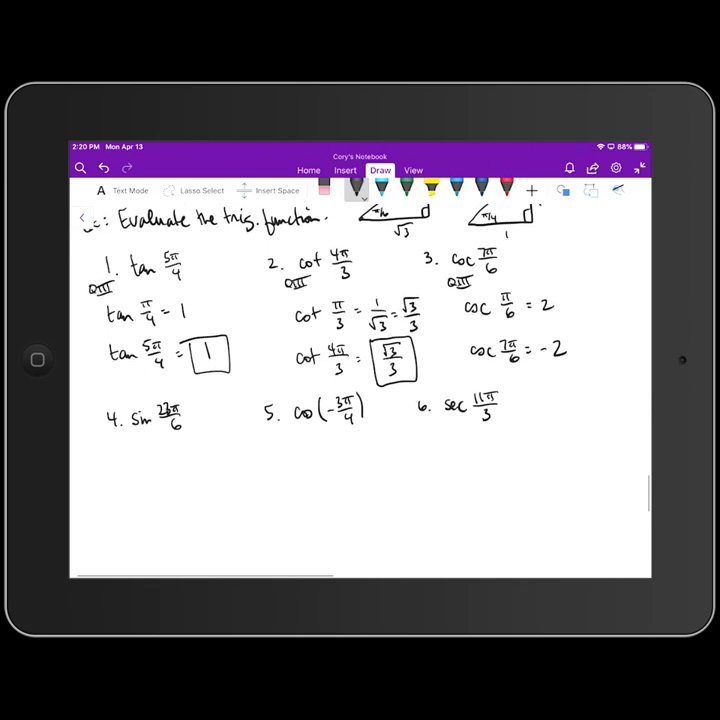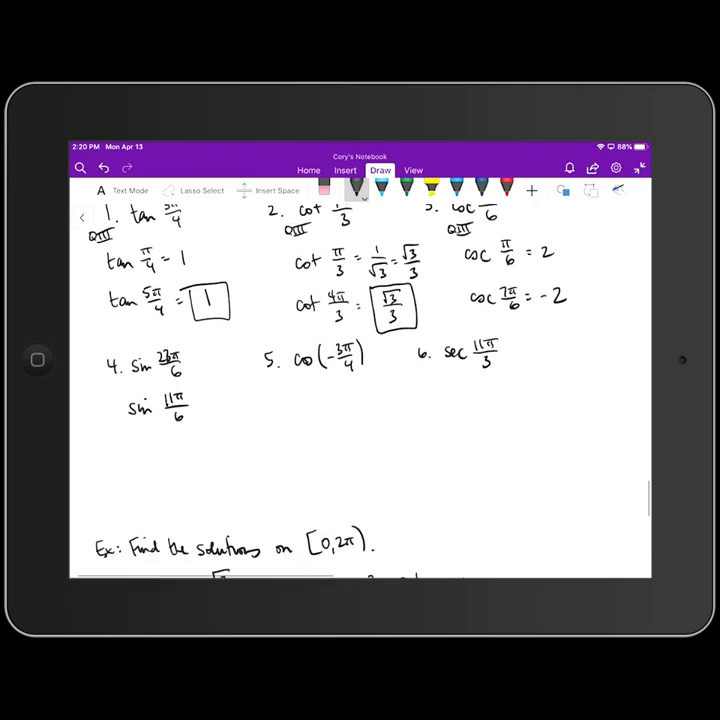Okay, for number 4, sine of 23 pi over 6. That's not between 0 and 2 pi, so we have to find an angle that is coterminal. So if I subtract 2 pi, this becomes the sine of 23 pi over 6 minus 12 pi over 6, which is 11 pi over 6, and that now is between 0 and 2 pi. So our reference angle here is pi over 6.